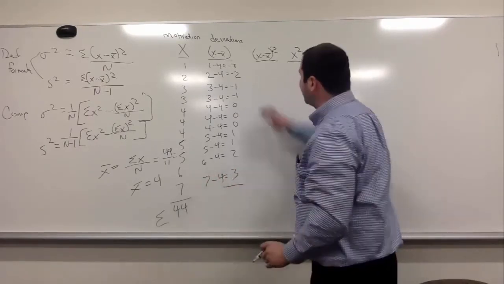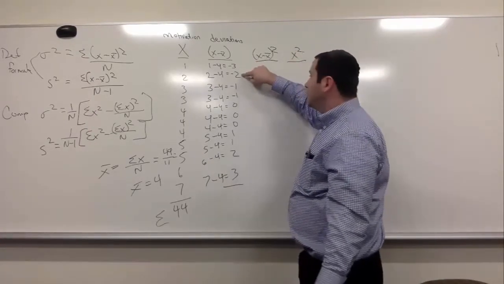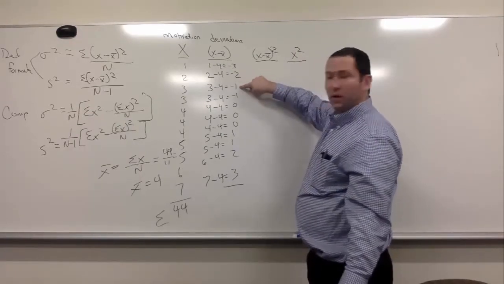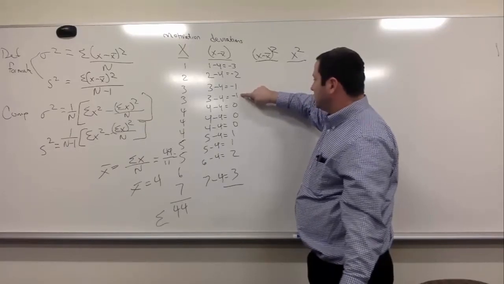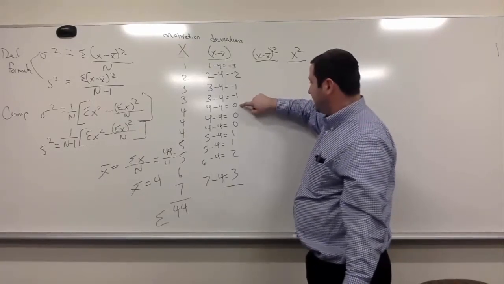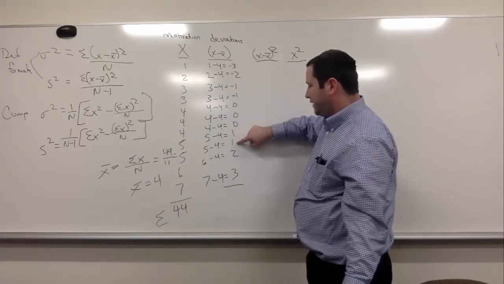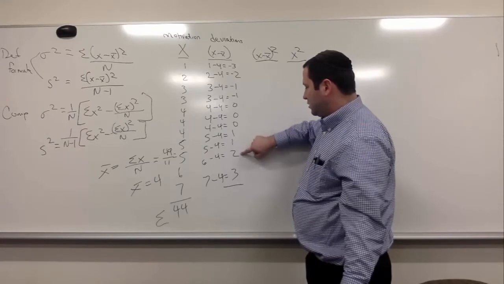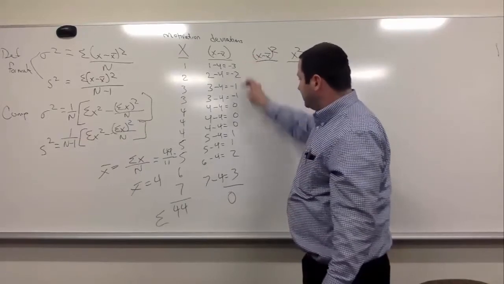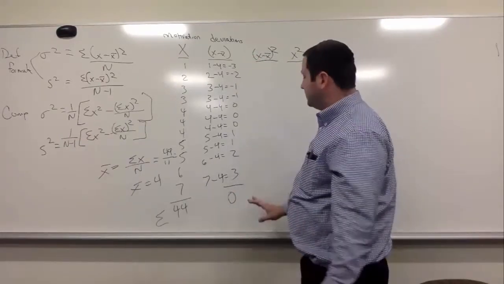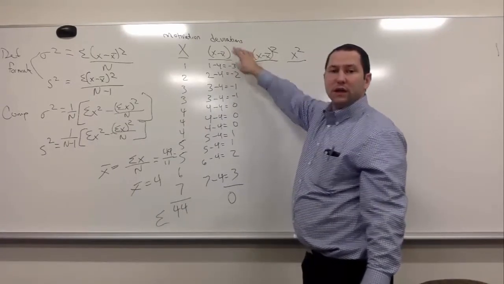So if we add up -3 plus -2, we get -5 plus 1, or -1 is -6, -7. Plus 0 is -7, -7, -7, -6, -5, -3, 0. So if you add up these columns, you will always get to 0. So the sum of deviations, which is x minus x bar, is always 0.